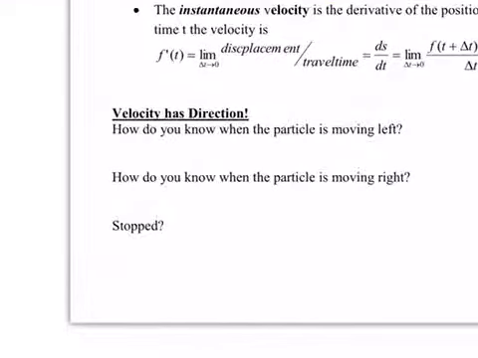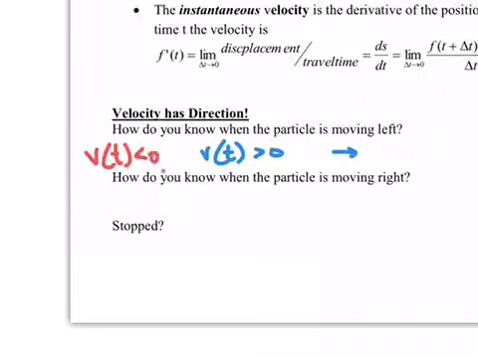So how do we know, when we look at velocity, which direction it's moving? Well, it depends. If it's moving along the x-axis and the velocity is greater than 0, that means it's moving to the right, okay? And if the velocity is less than 0, then it's moving to the left, okay? What if the velocity is 0? Well, that means it's come to rest and it's changing direction. Okay, so less than 0 is left, greater than 0 is right, and equal to 0 is stopped.